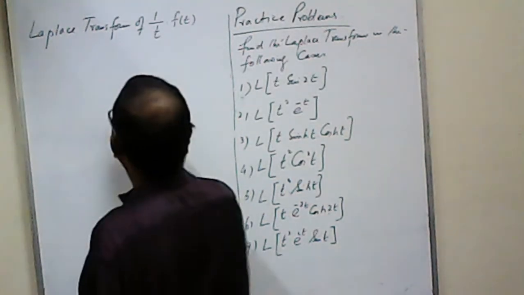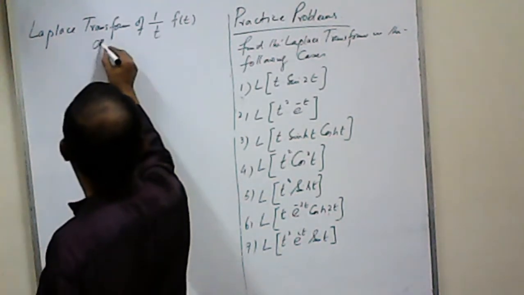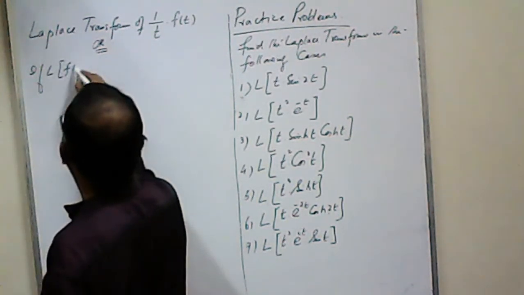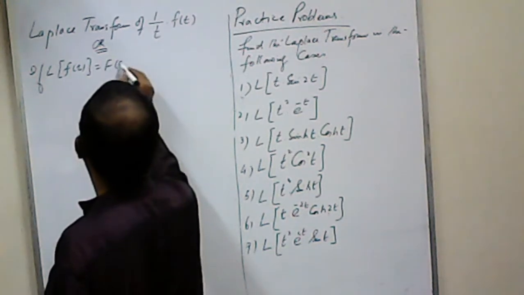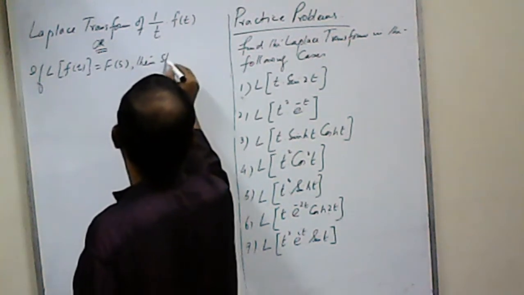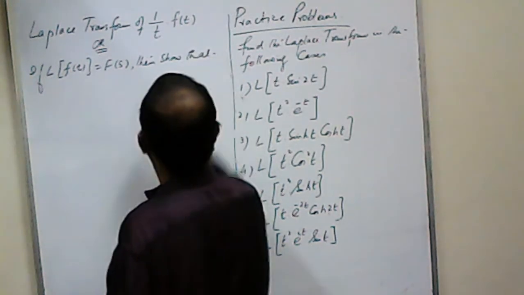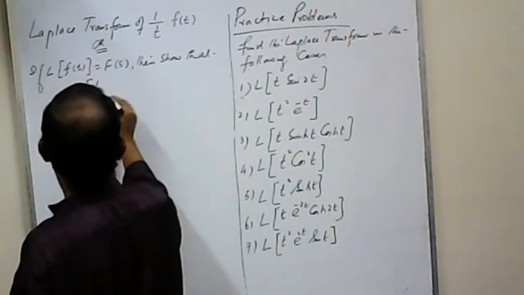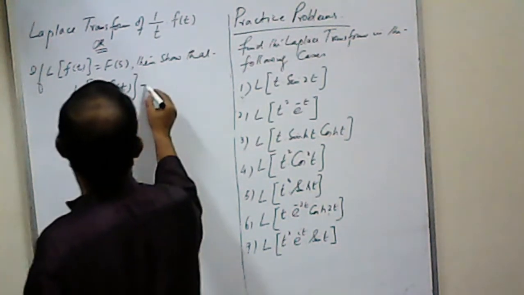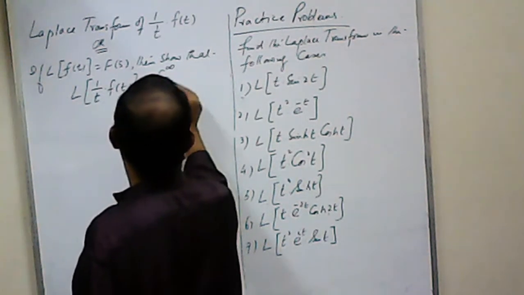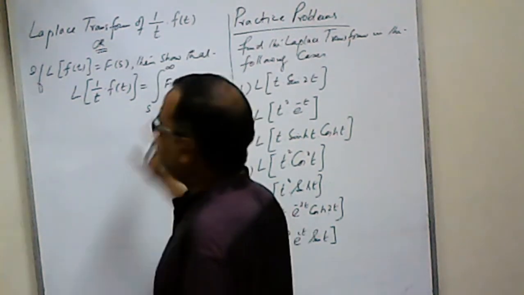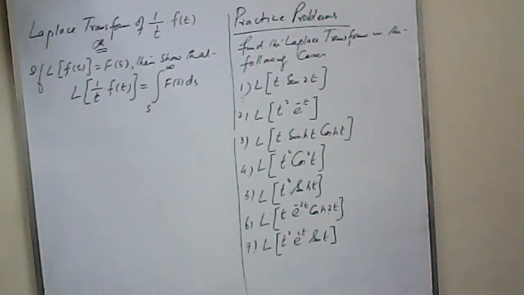So this is the topic, or we can also write it this way: if Laplace of function of t is equal to function of s, then show that Laplace of 1 over t into f of t is equal to the integral from s to infinity of function of s ds. So I write this in a way that it becomes the form of a question as well.